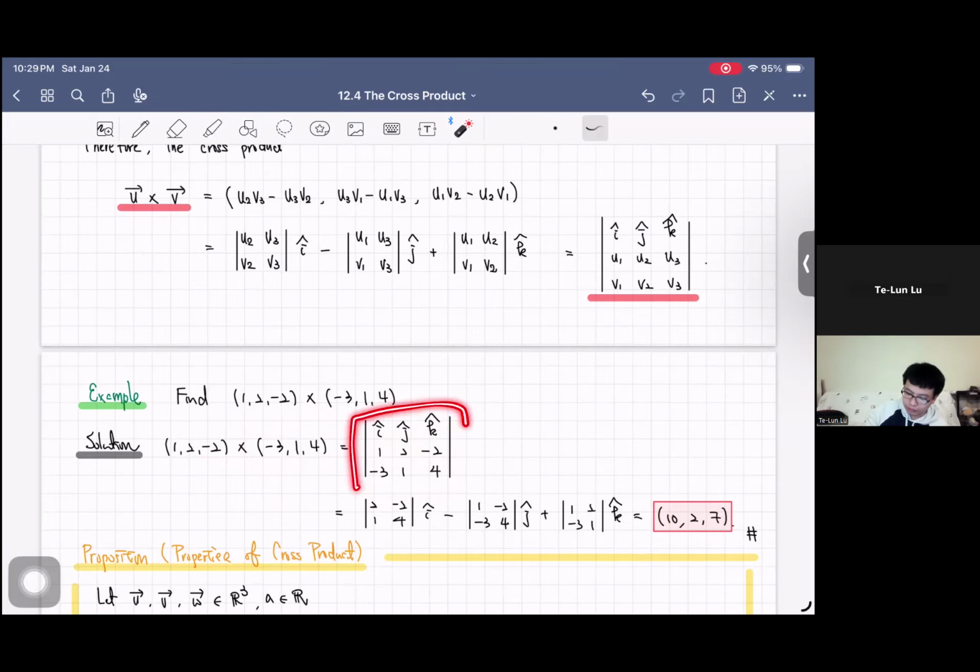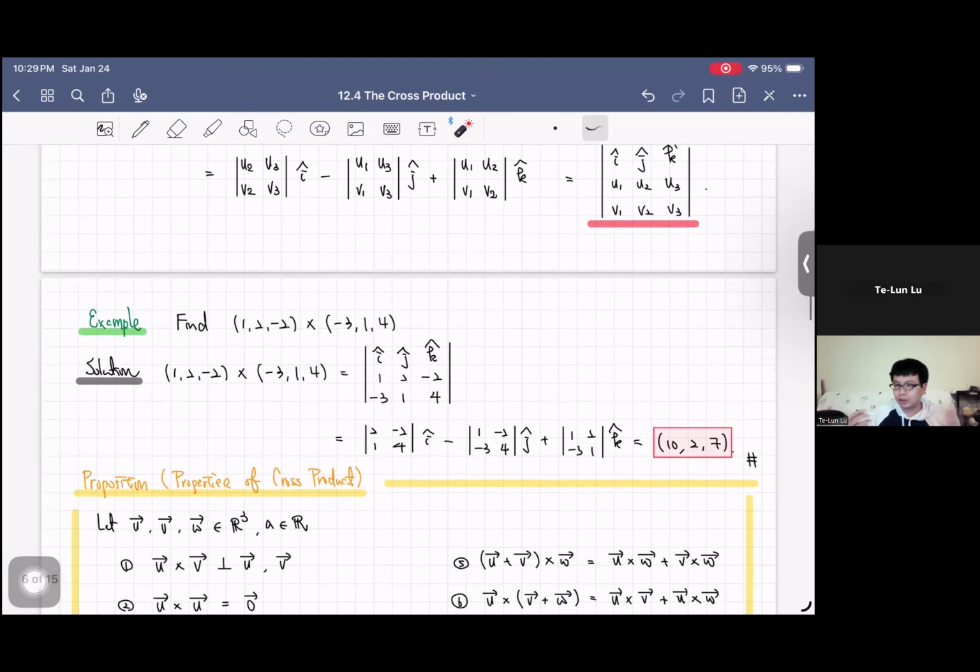So in this case, it looks like this. And then by definition of determinant, you have this guy multiplied by i, this guy together with a minus sign multiplied by j, and the same for k. So you have 2 times 4, 8, plus 2, 10 in the x-coordinate. 1 times 4, 4 minus 6, minus 2, and we have the extra sign here. So 2 in the y-coordinate. 1 plus 6, so that's 7.